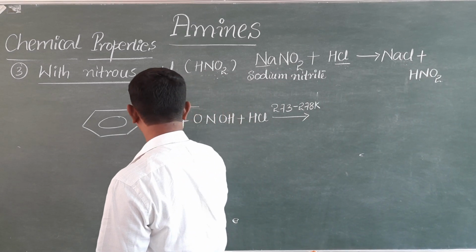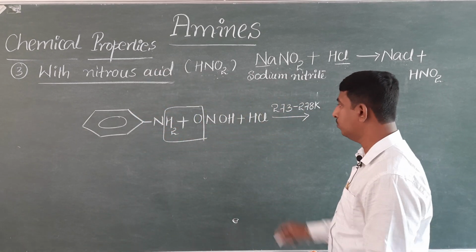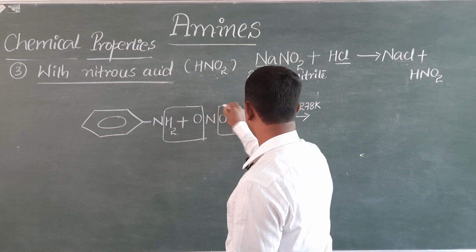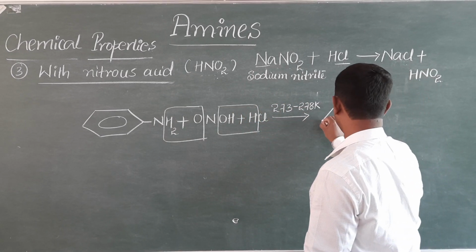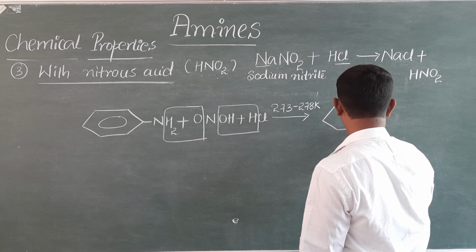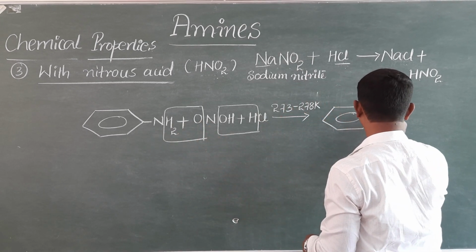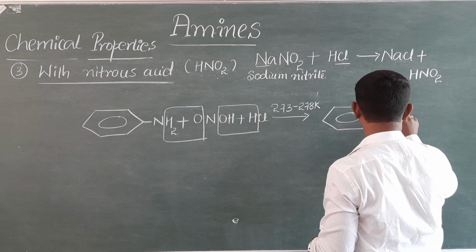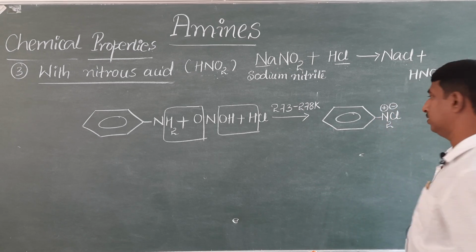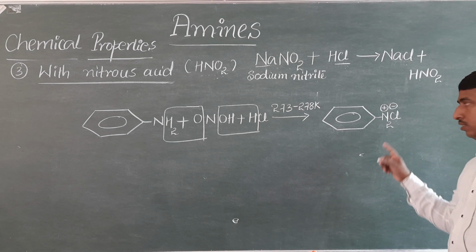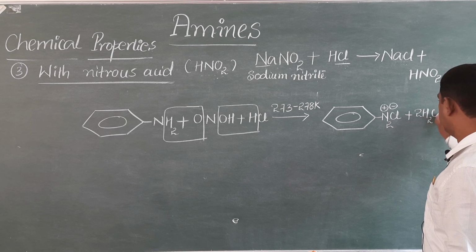Removal of water molecule takes place, totally 2 molecules of water. So here I can write the product: benzene ring N2 plus Cl minus, plus 2 H2O.